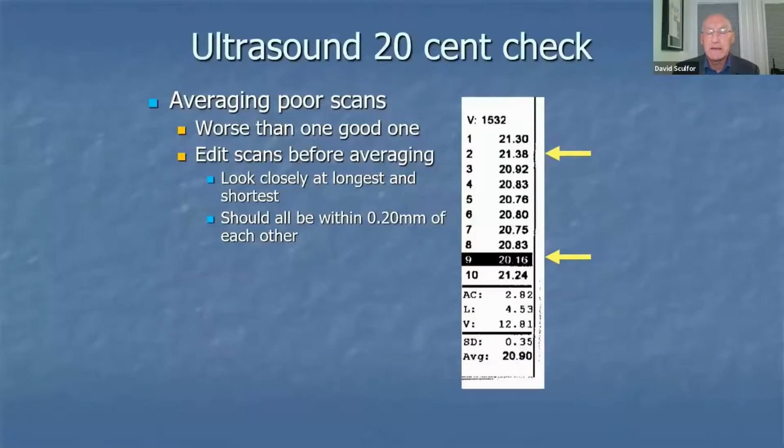So here's a scan off our old Alcon ultrasound biometer, and quite rightly it takes 10 measurements and then finds an average. That's perfectly valid in biological measurements, but the problem is that the final result really is only as good as the figures that you've averaged. So if we look here at the arrowed numbers, you've got one measurement of 21.38 millimeters and one of 20.16. Now they can't both be right, so there's a huge difference between those 2. So what you have to do is edit your scans. You have to look at each individual scan and say, okay, I believe this one, but I don't believe that one. You're looking for this 0.2 of a millimeter or 20-cent limit between the longest and shortest.